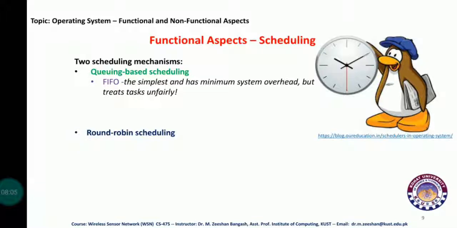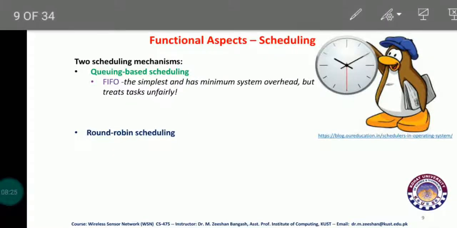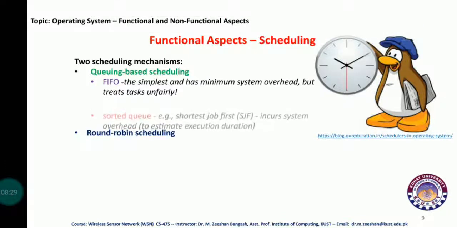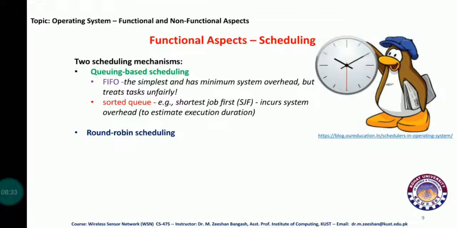and utilizes fewer resources. So for wireless sensor networks, we can consider it at the cost of fairness, because WSN is always interested in operations which use fewer resources. Another queuing-based scheduling is the sorted queue. But this sorted queue consumes some computation for estimating the execution duration, so that might have a system overhead. One example of this sorted queue is the shortest job first mechanism. We already know this from operating systems concepts.